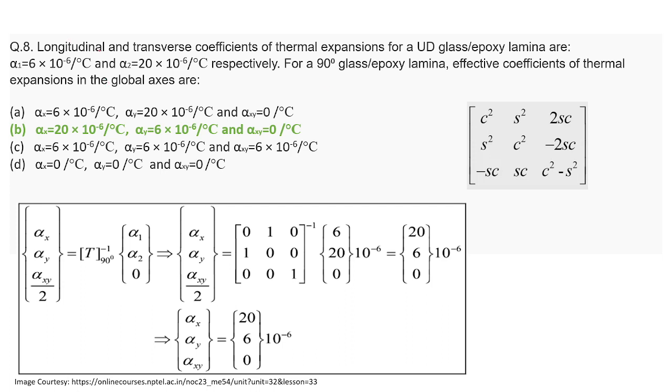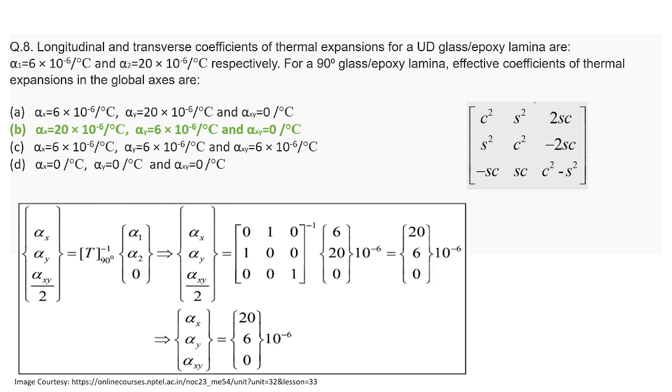Next question: the longitudinal and transverse coefficients of thermal expansion for a unidirectional glass epoxy lamina, alpha 1 and alpha 2, are given. For a 90-degree glass epoxy lamina, find the effective coefficients of thermal expansion in the global axis. This is a simple conversion from principal axis to global axis, and we know we need to use the stress transformation matrix for that.